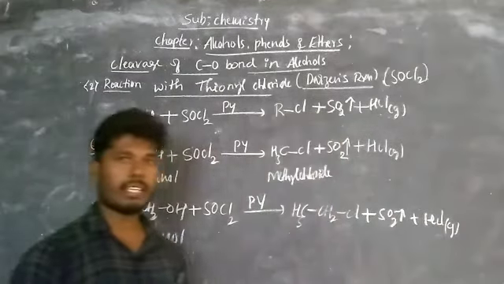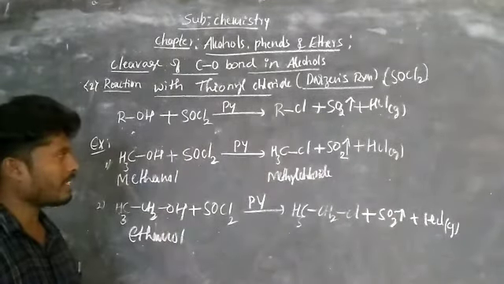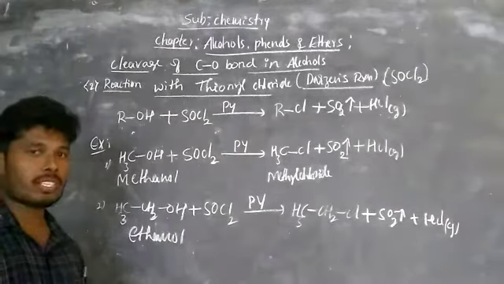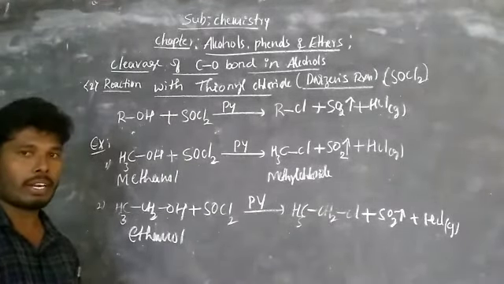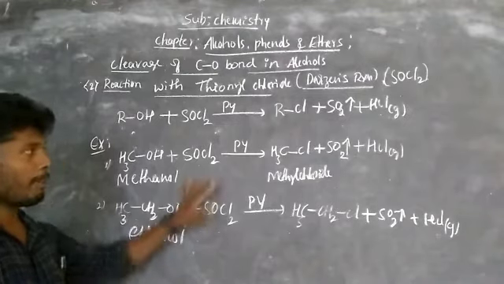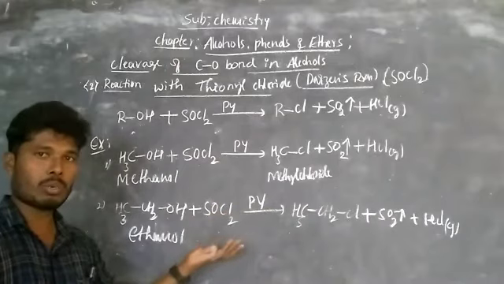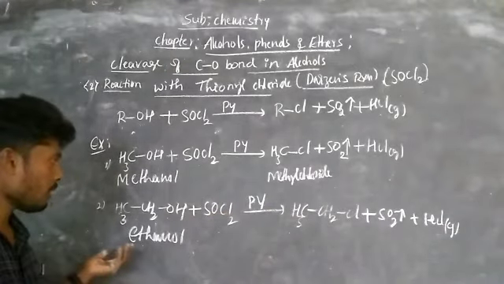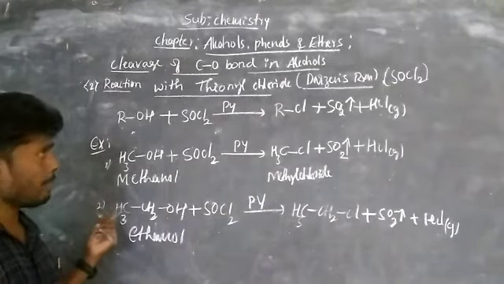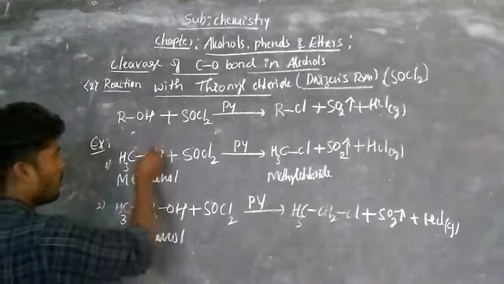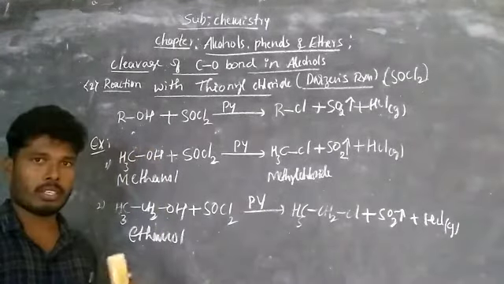Okay, very easy. These are the chemical properties. Already we have studied the same type of chemical reactions in haloalkanes and haloarenes. So this is the method to prepare haloalkanes and haloarenes. You can write it if they ask there also. So this is the second chemical property, used to cleave the C-O bond.